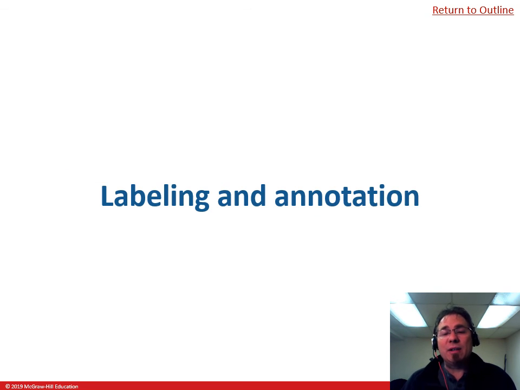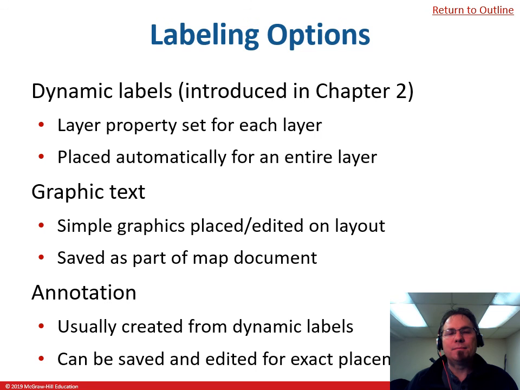Labeling and annotation, you have to have labels. I always say we have to talk about labels, even though it's like watching paint dry. But you have to have some labels on your map. And we'll talk about annotation in a second. All right, so there are three kinds of labels that you can use for your map.